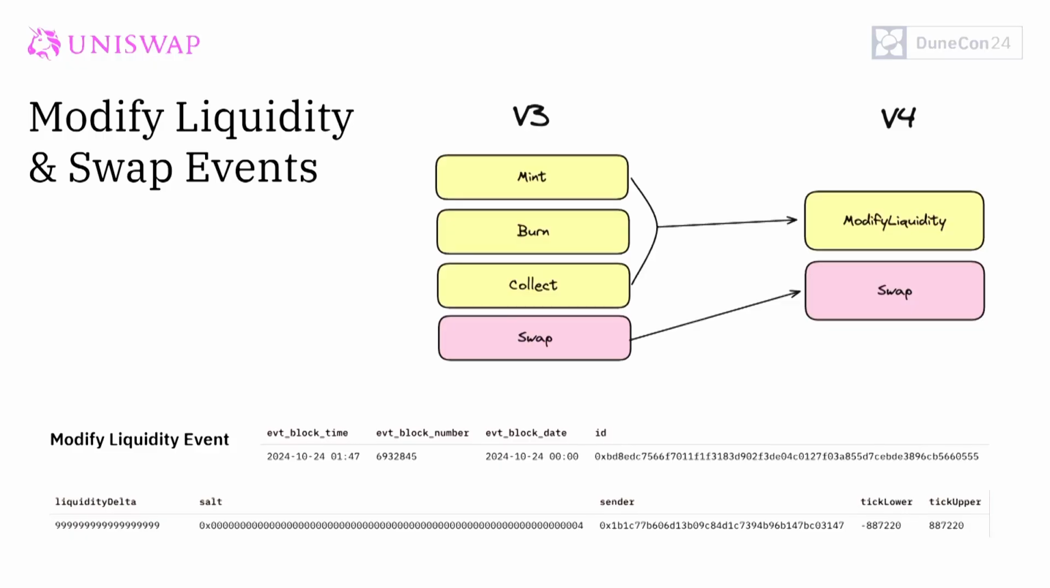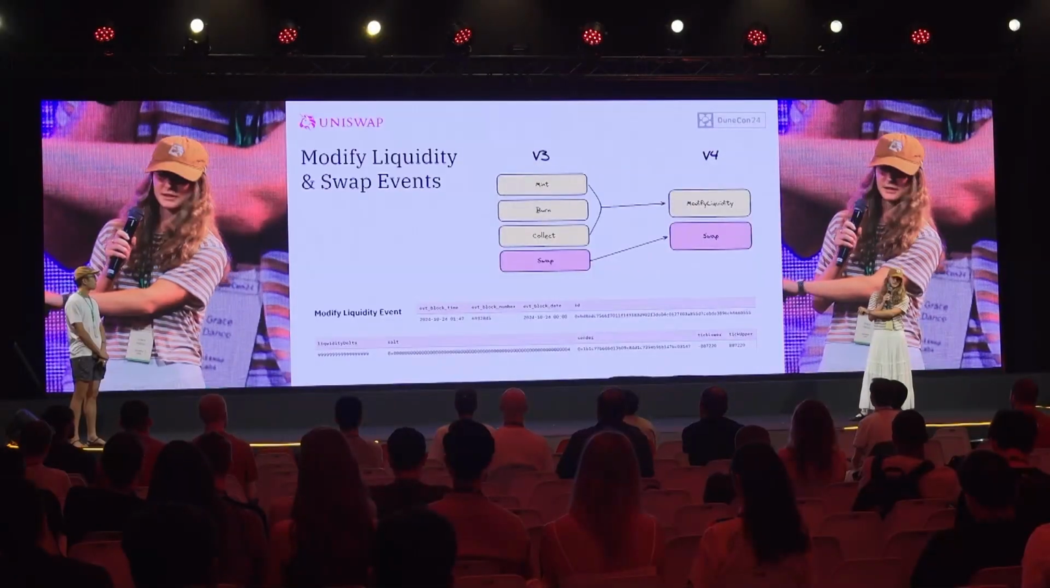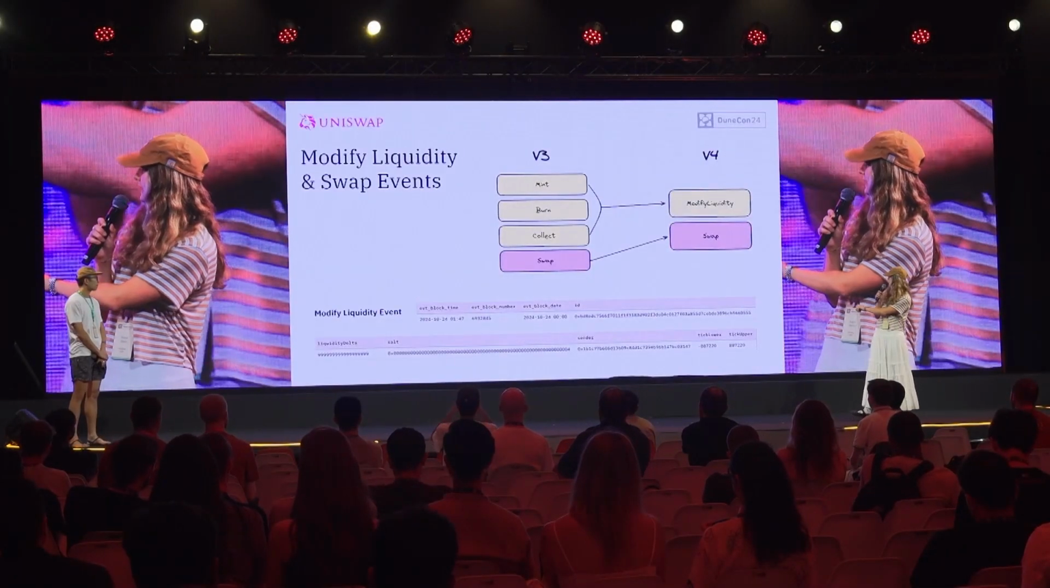So I put this slide in here to hone in on the fact that, while the swap event looks similar for V3 and V4, the main difference is going to occur in this modify liquidity event. Previously we had 3 events: mint, burn, and collect. We will now have only one event, modify liquidity, and the way that you're going to differentiate whether it's a mint or a burn is dependent on the sign of the liquidity delta. So if this is a mint, it's positive, but if it was a burn, you would see that be actually negative, or collect.